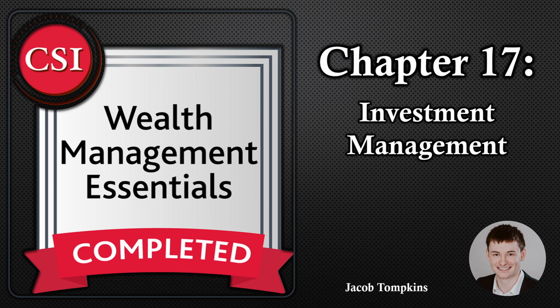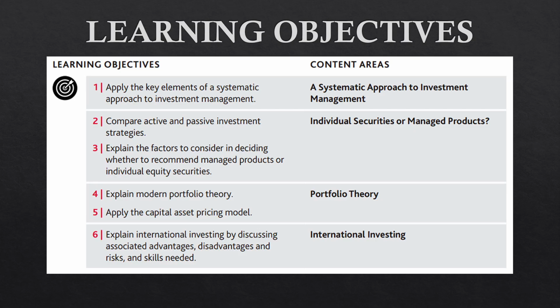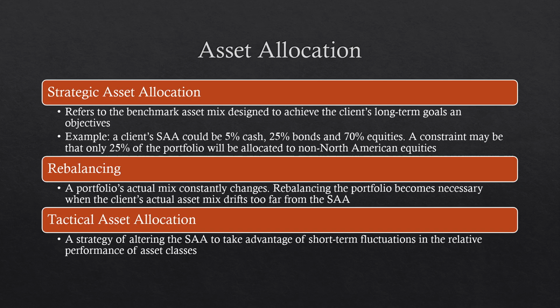In this chapter, we will be looking at investment management. There are 6 different learning objectives. We will be looking at a systematic approach to investment management, individual securities or managed products. We'll also look at portfolio theory and international investment. First, we're going to start with asset allocation.